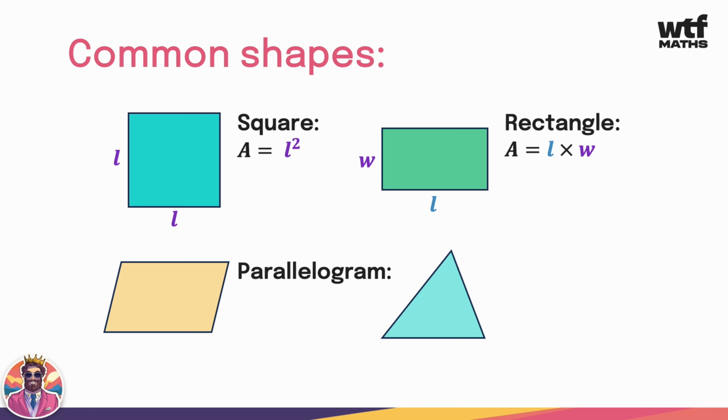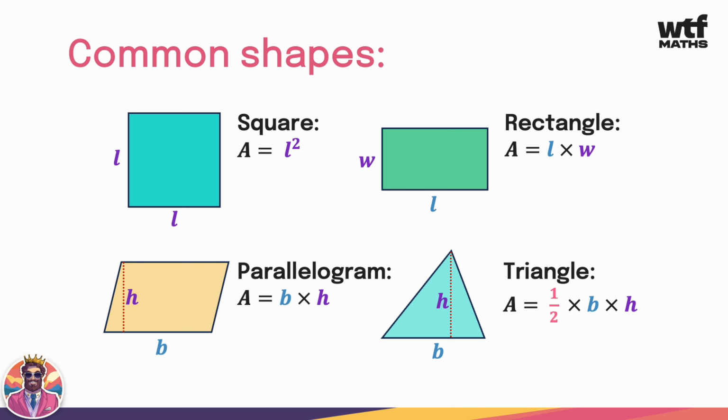Then we have a parallelogram. A parallelogram has a base and it has a straight up height, so the area of this parallelogram is just going to be base times height. And lastly, we have a triangle. Now a triangle is really half of a parallelogram, or sometimes half of a rectangle. So it's going to be a very similar formula. We're just going to half it at the end. So it has a base, it has a straight up height, but it's half. So we're going to go half times base times height.